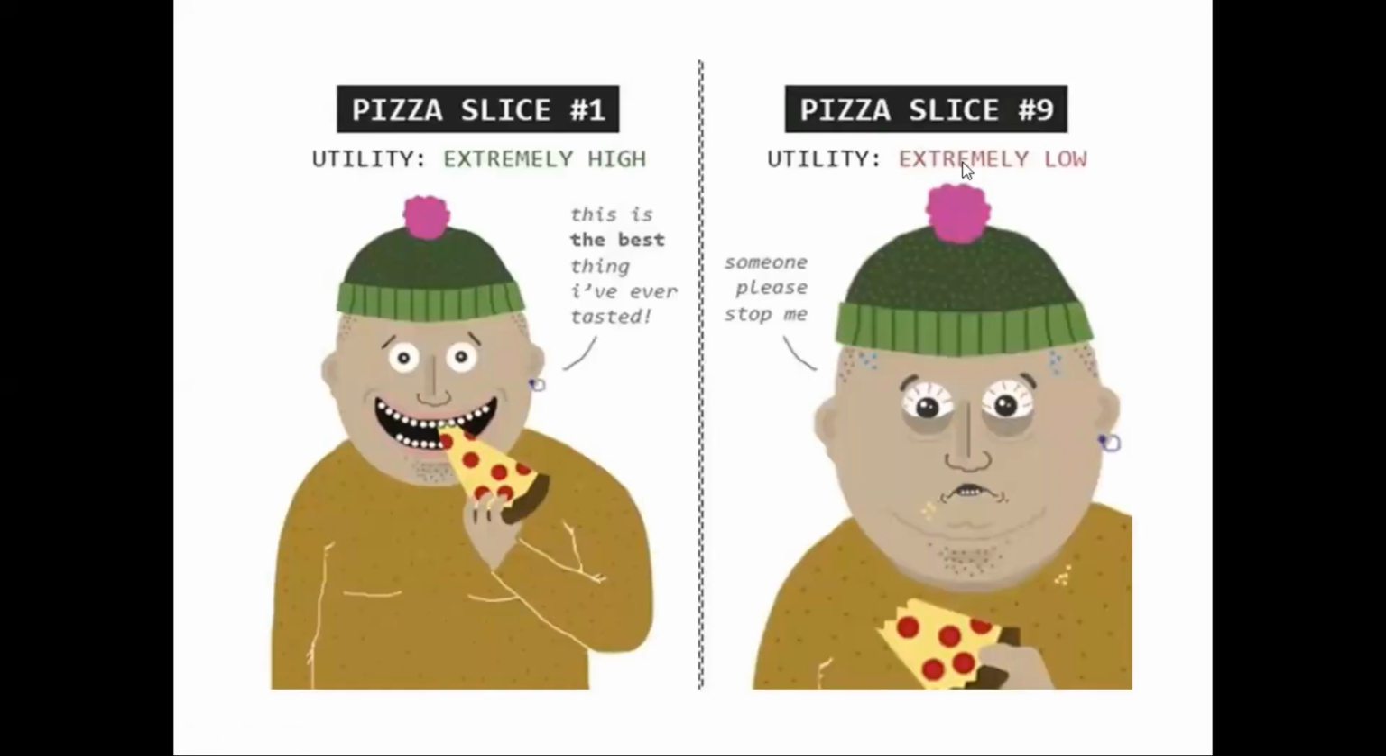Here we have two faces of the same person. In the first picture, the person is really hungry and is eagerly waiting to take a bite of a pizza. When he does that, he is extremely happy and extremely satisfied; we can see it by his face. On the other hand, in the second picture, he's taking the ninth slice of the pizza, and you can make out he's not as satisfied as when taking the first slice.